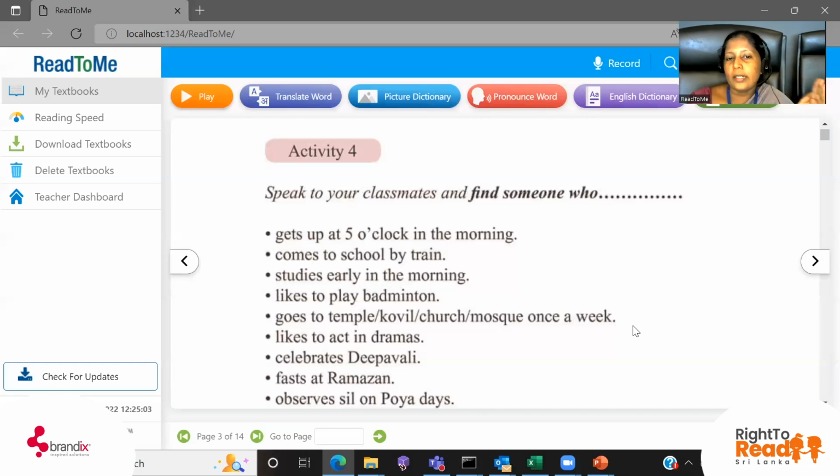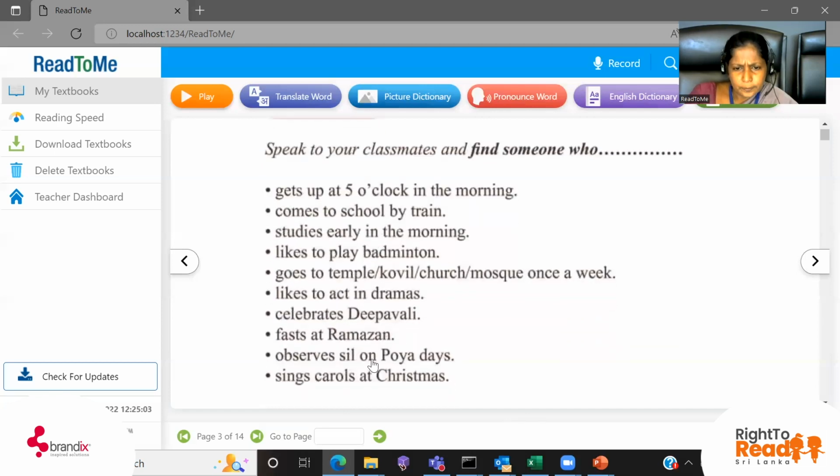For example, Rangi likes to get up at 5, and she comes to school by van, and she studies at night. She likes netball. And she goes to kovil. Like that you have to write for 5, right?